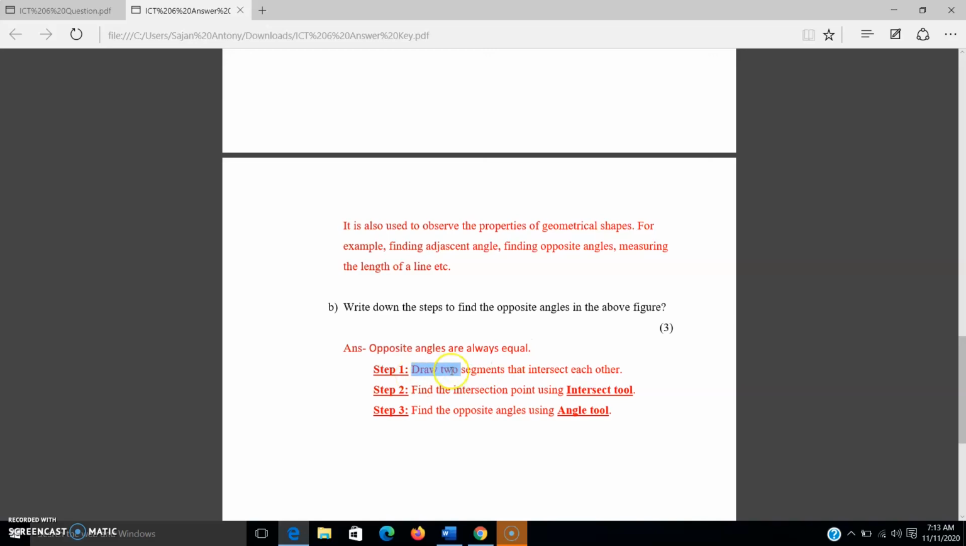What is the first step? Draw 2 segments that intersect each other. Draw 2 segments meeting each other. Second step, find the intersection point using intersect tool. And the last step, find the opposite angle using angle tool. So this is very simple question.